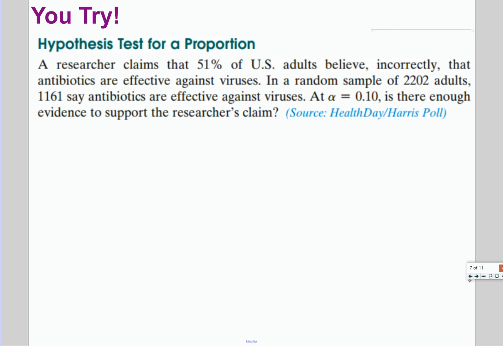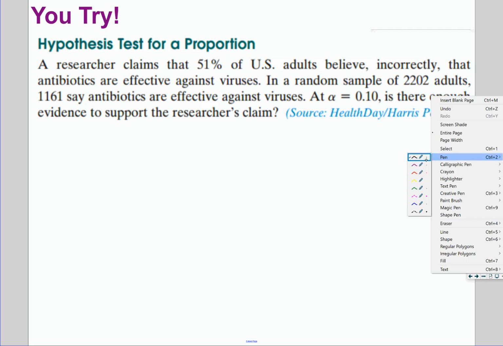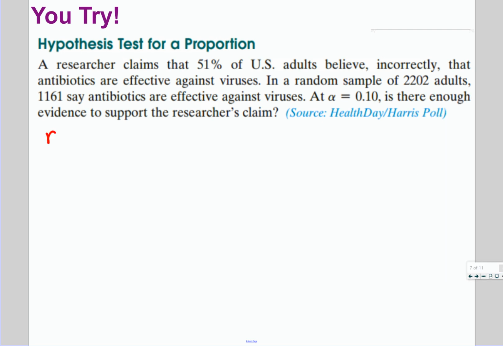Okay. All right. Researcher claims that 51% of U.S. adults believe incorrectly that antibiotics are effective against viruses. In a random sample of 2202 adults, 1161 say antibiotics are effective against viruses. At a level of significance of 0.1, is there enough evidence to support the researcher's claim? Okay, what's N? How many people were sampled?